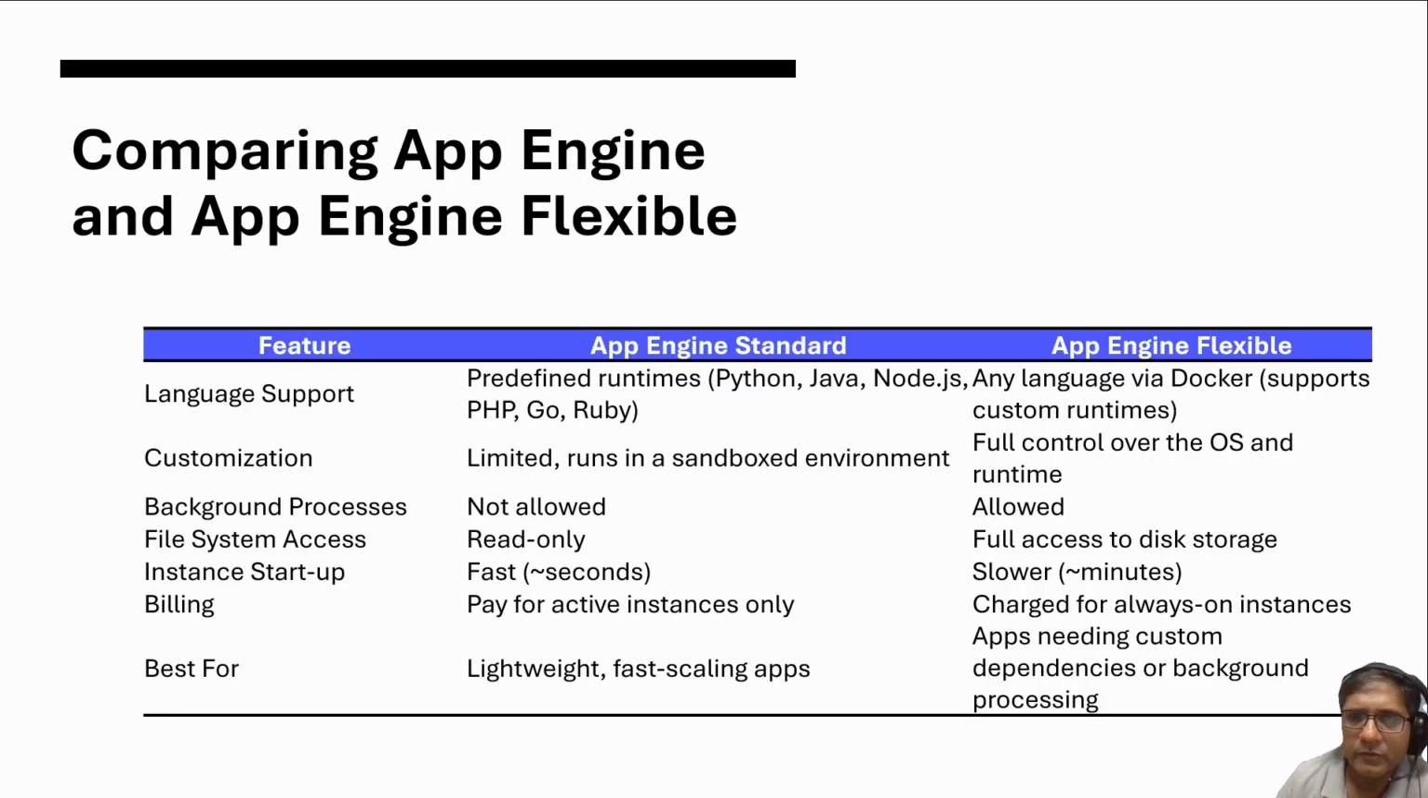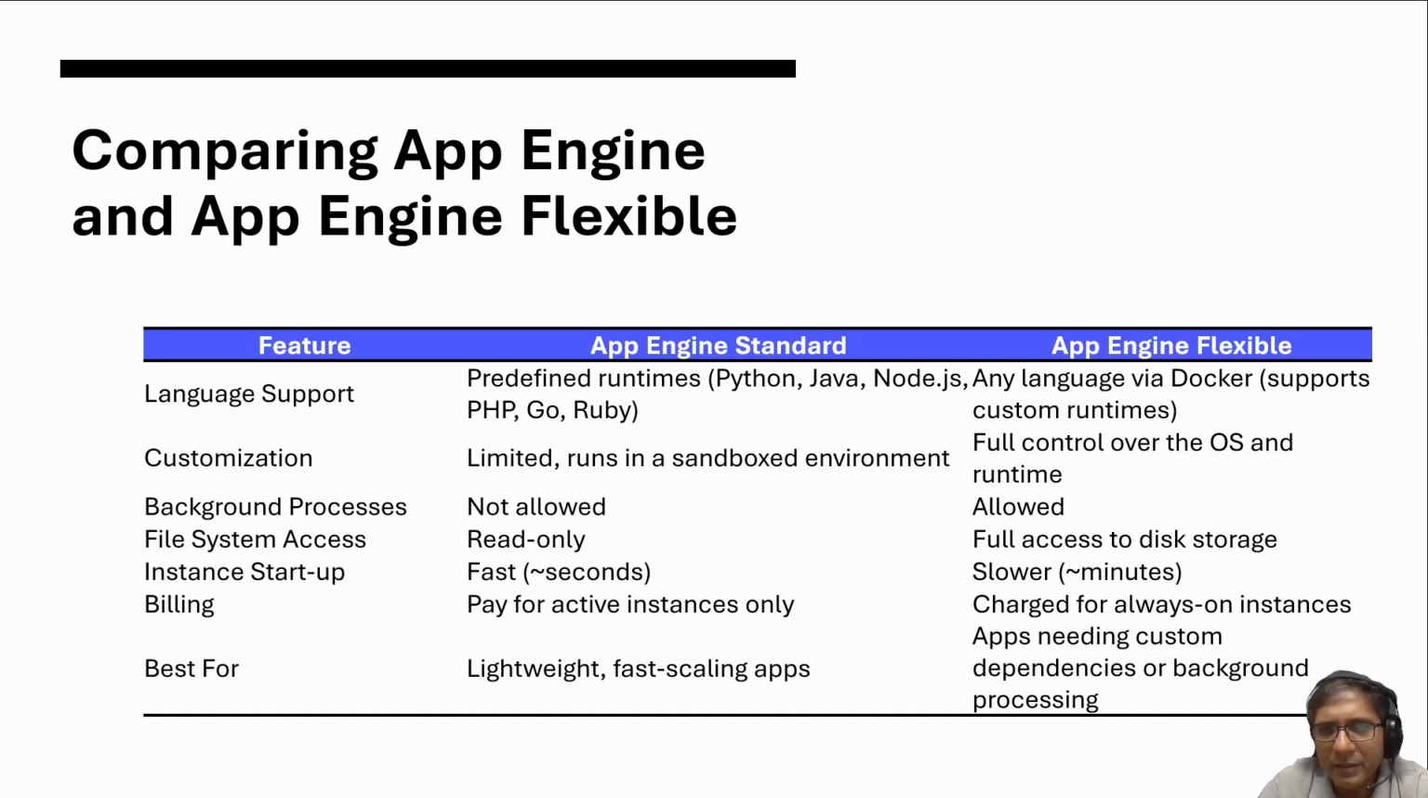App Engine has two flavors to be aware of: App Engine Standard and App Engine Flexible. Language support in App Engine Standard is limited to Python, Java, Node.js, PHP, Go, and Ruby. Now, App Engine Flexible supports Docker containers. So any language of your choice you could use. You could put that into a container and serve it via App Engine Flexible. So that takes care of the limitation of language when it comes to App Engine Flexible.